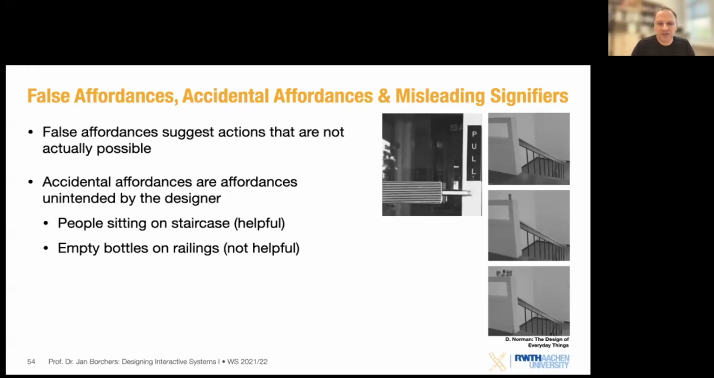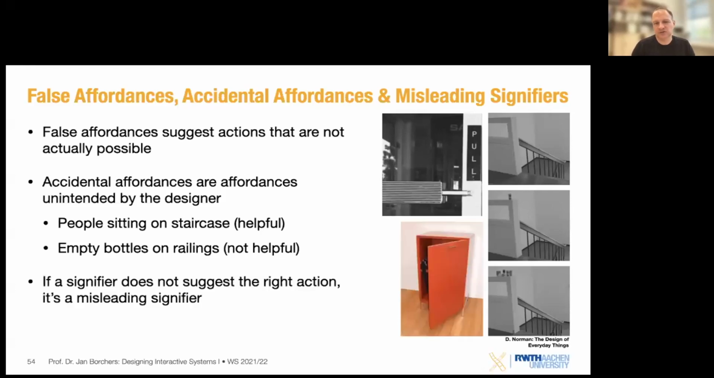On the other hand, if people sit on that staircase, that's actually a helpful thing because that will suggest to others, okay, so that's also a possible sitting place here. Unless, of course, you're blocking a fire exit. And finally here, you can see this handle that was put at a particular point on this shoe cupboard was also not suggesting the right action. It was suggesting where and how to operate it, but it was misleading. So that would probably be more of a misleading signifier.